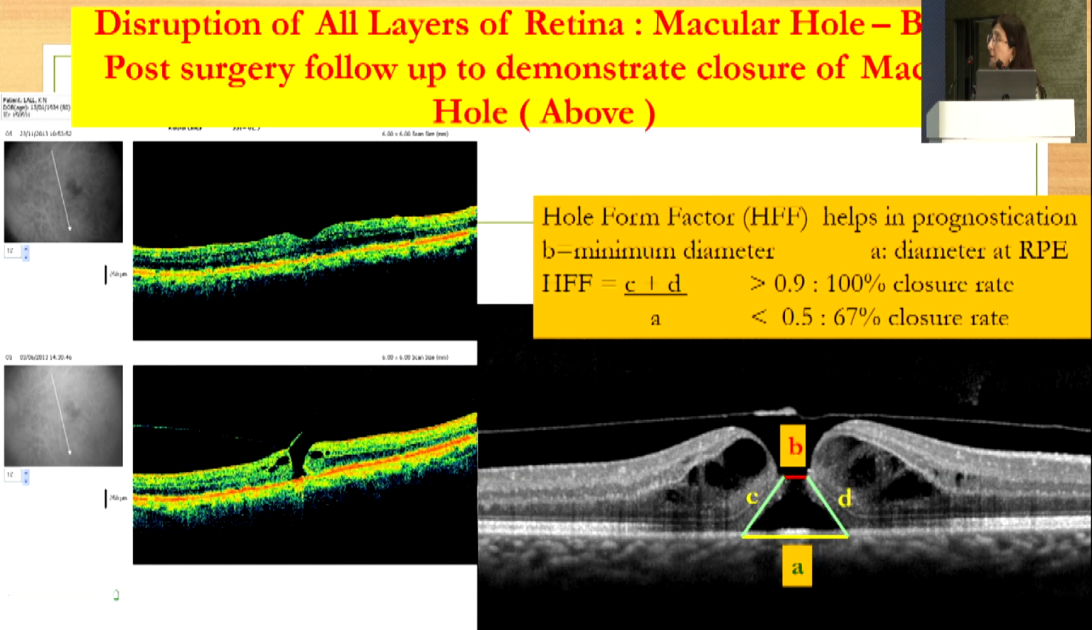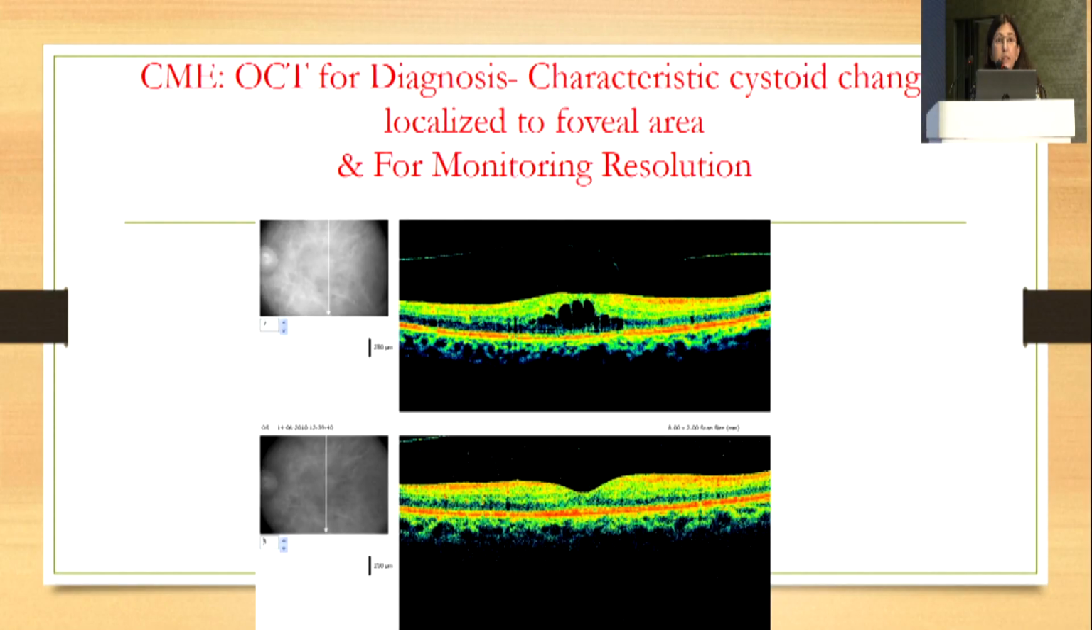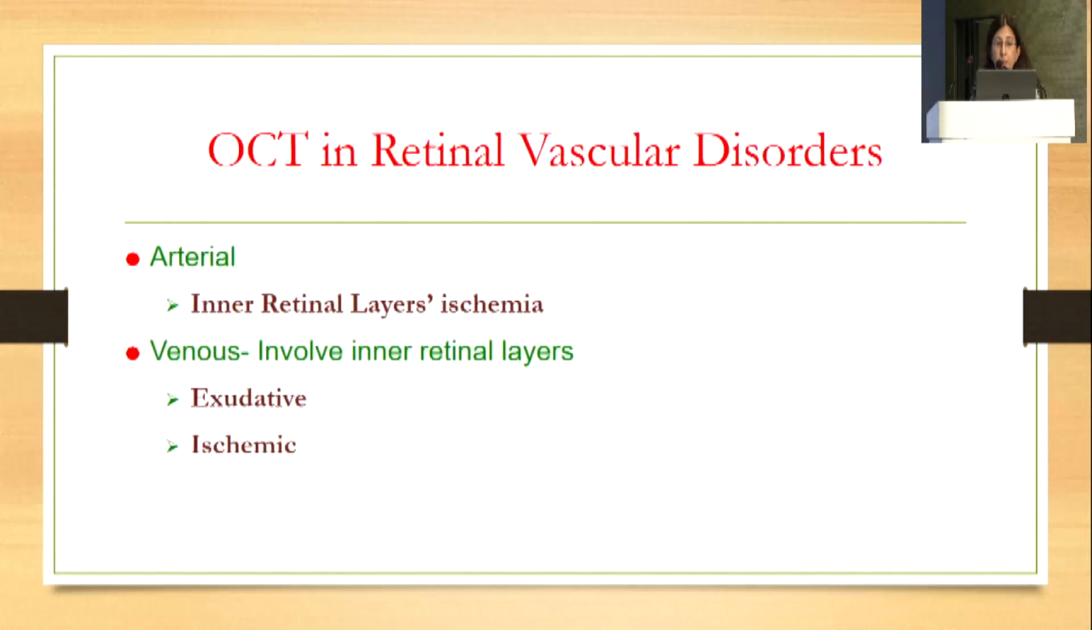This is a full thickness macular hole. And here OCT is very useful in calculating the prognosis. So this is a hole form factor. If the hole size is smaller, you have a much better chance of closure and visual improvement. But if it is larger, then the chances are less. Many times post-cataract surgery, you may find the patient having blurring of vision and not getting good vision. This is where OCT is very useful in finding these cystic spaces in the retina. So this is the cystoid macular edema, and OCT is very useful in monitoring the resolution of that with treatment.